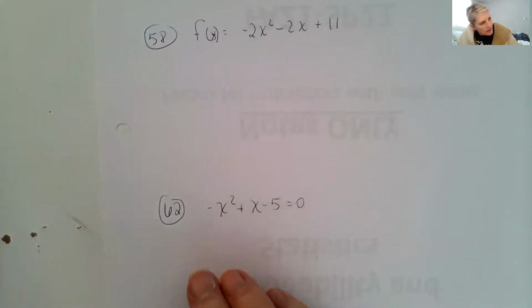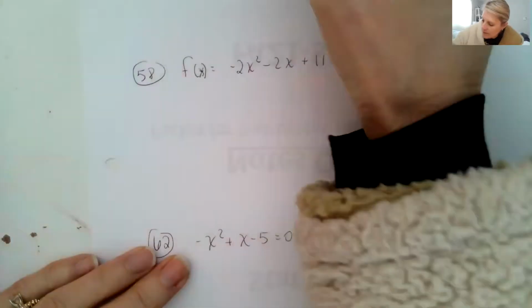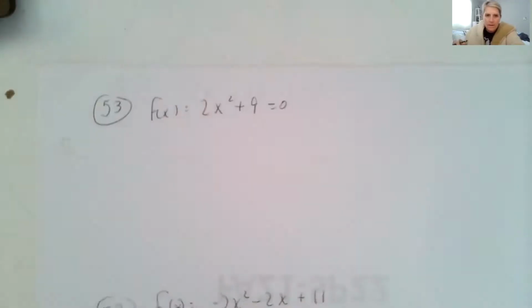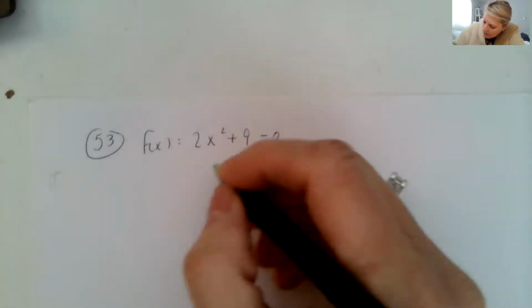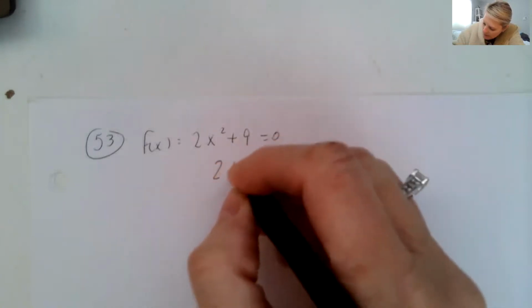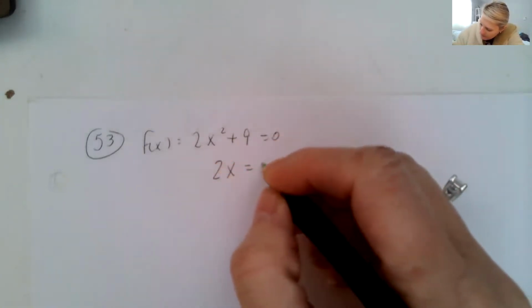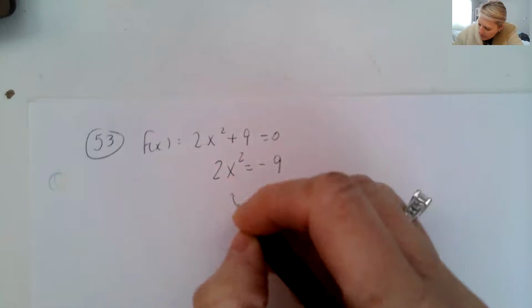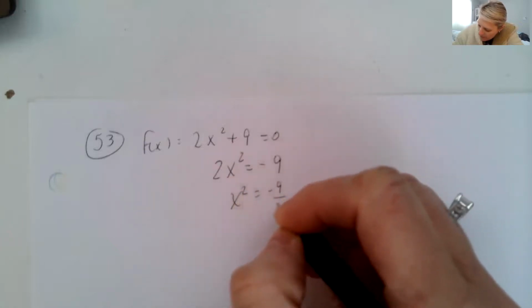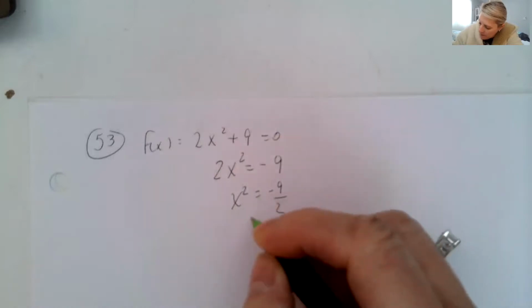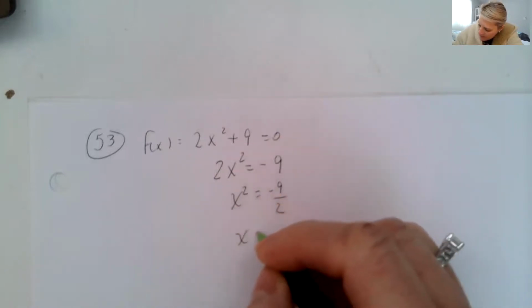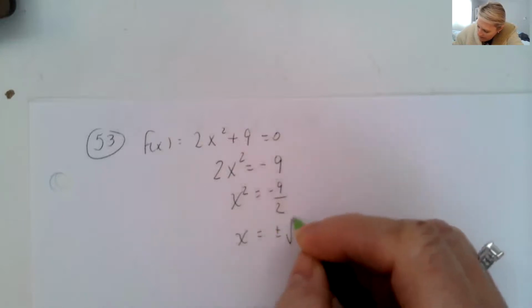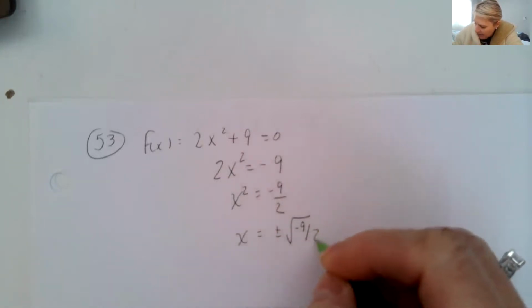53 says, compute the zeros of each quadratic function. So we want to find the zeros. So we're going to set this equal to 0. And so we're going to get that 9 to the other side. 2x squared equals a negative 9, and divide by 2. And then we're going to take the square root of both sides. So this becomes x equals plus or minus the square root of a negative 9 halves.